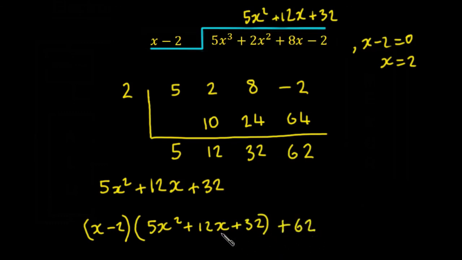So what we're saying is this thing here should be the same as this thing here, but we'll just check the very last term. The last term should be minus 2. Well, you're going to have minus 2 times 32, which would be minus 64. So minus 64 plus the 62 would be minus 2. So it does match up.